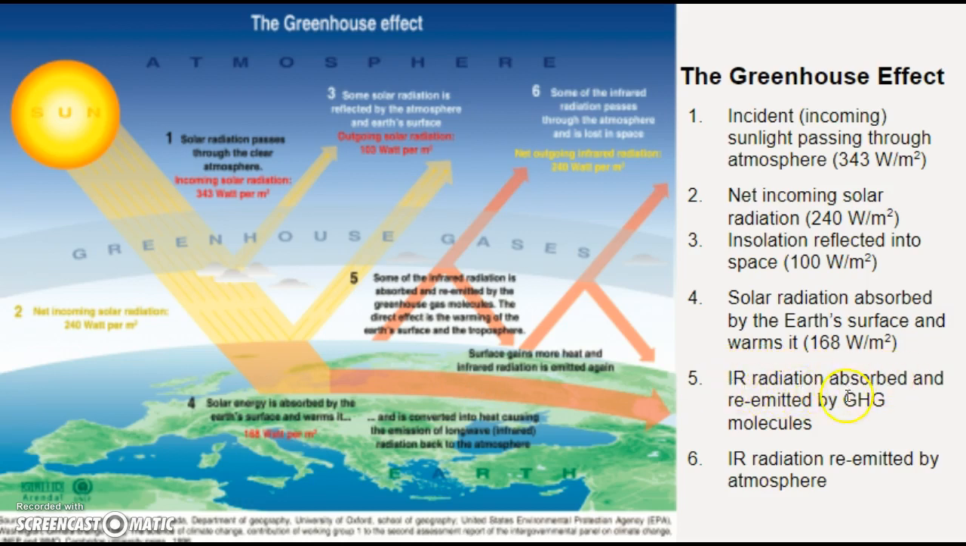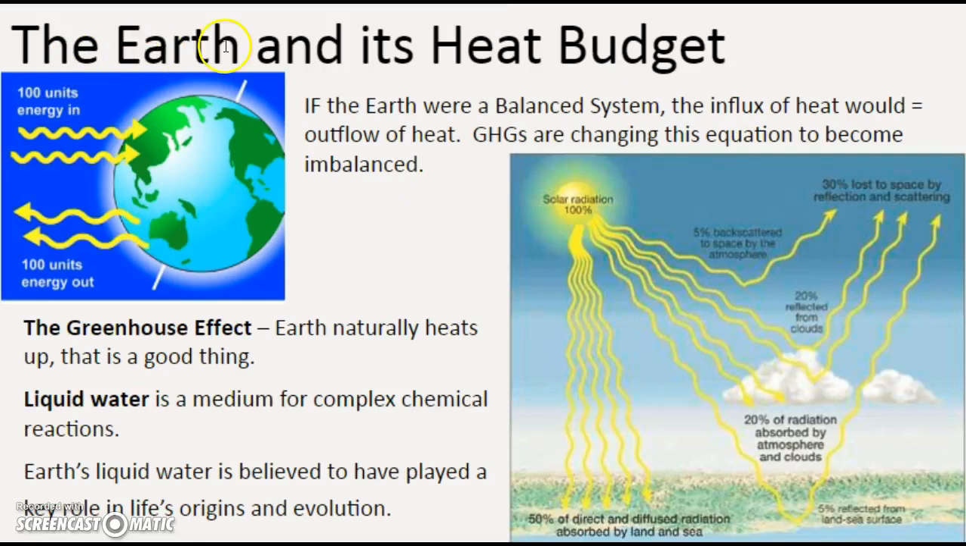This is absorbed and re-emitted by greenhouse gas molecules. And infrared radiation is re-emitted by our atmosphere. So our Earth is literally giving off heat. We describe that amount of heat that's being re-radiated as the Earth's heat budget.